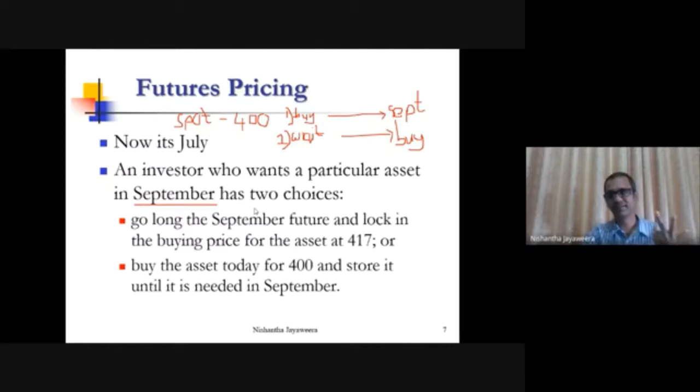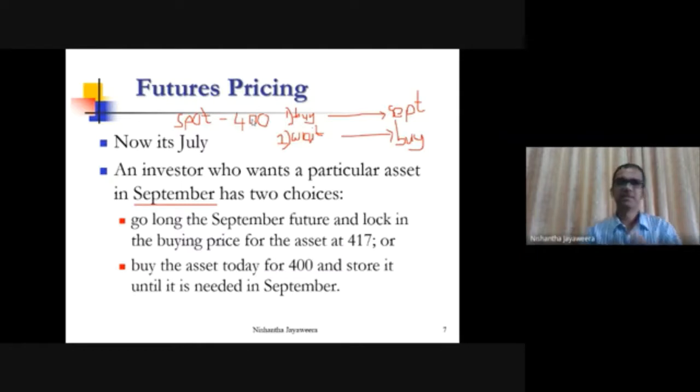So likewise, whatever the underlying asset, if you think price will increase in the future, you don't wait until that time, you buy it today. That's the first factor. What do you think about the price in the future? Market expectation, or your expectation on the price of the underlying asset in future.